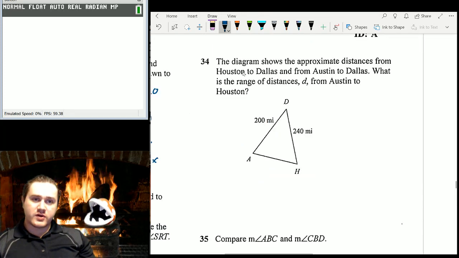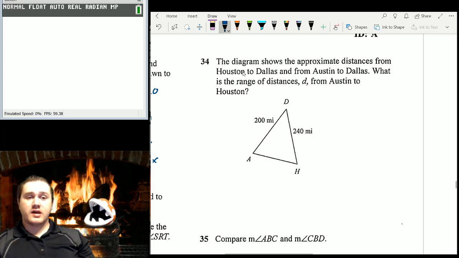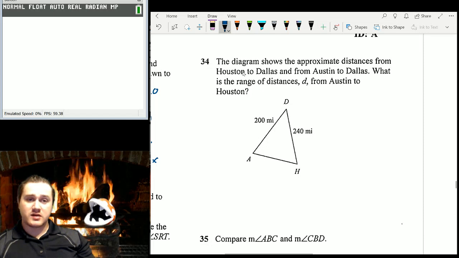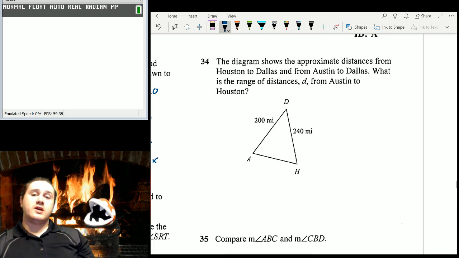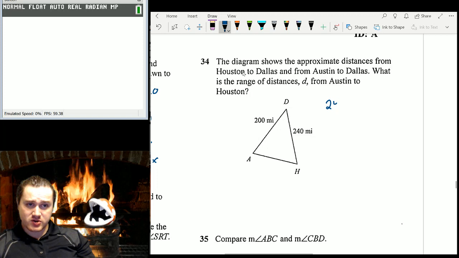Alright, number 34 shows a diagram about distances from Houston to Dallas and from Austin to Dallas. What is the range in distance from Austin to Houston? So we have this on a triangle. If you're worrying about the possible ranges on this, we basically set up an inequality. So we're going to have one side that's less than, one side that's greater than. The short end would mean that this is the shortest part, so we would have to have it between these. So the best thing to do is on one side we're going to subtract.